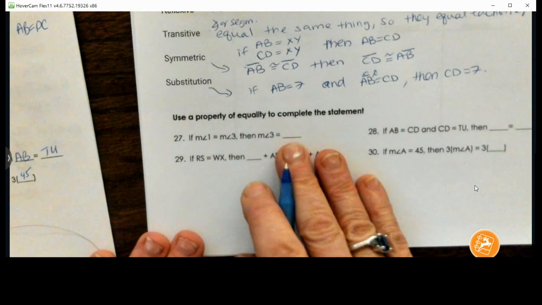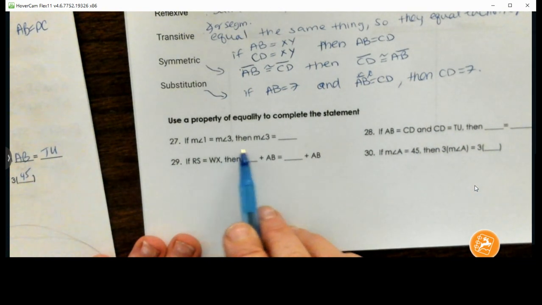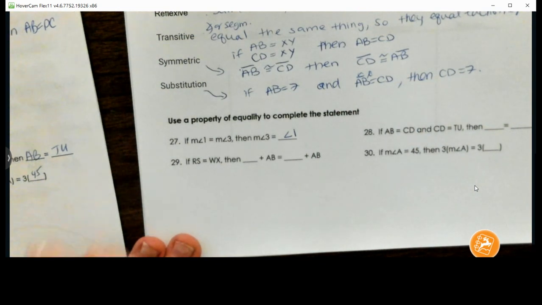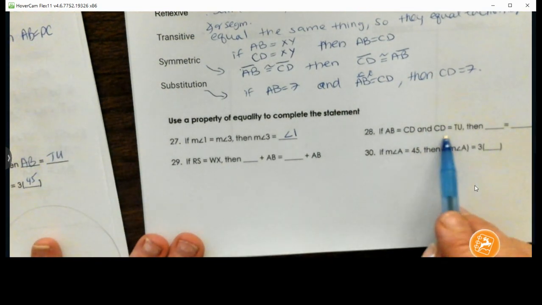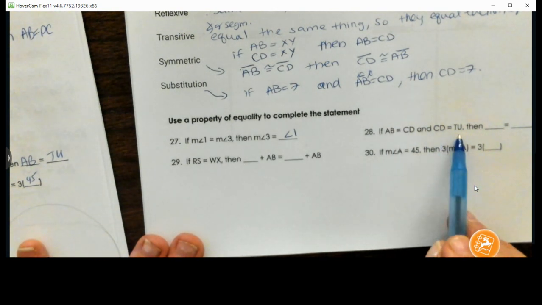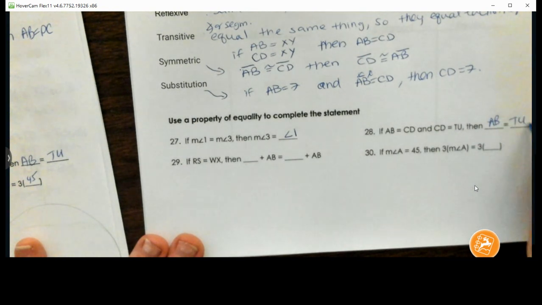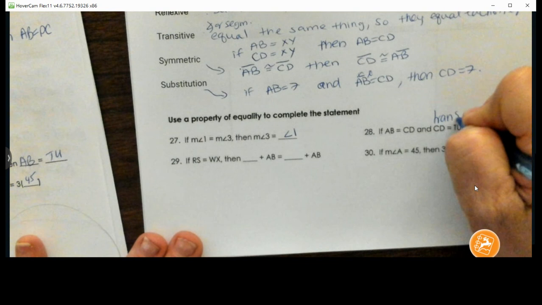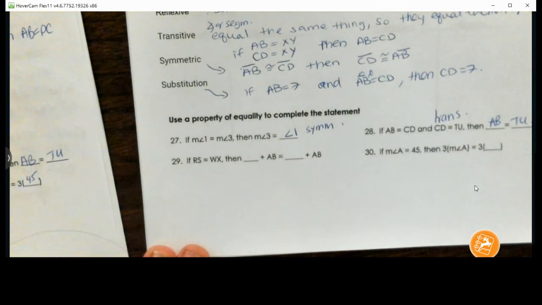Let's look at 27, 28, 29, and 30. If angle 1 is equal to angle 3, then measure of angle 3 is equal to angle 1. Here, this is transitive. Up here, AB is equal to CD, then CD is equal to TU. And you don't have to know that it's transitive. And this is symmetric, but it's helpful.